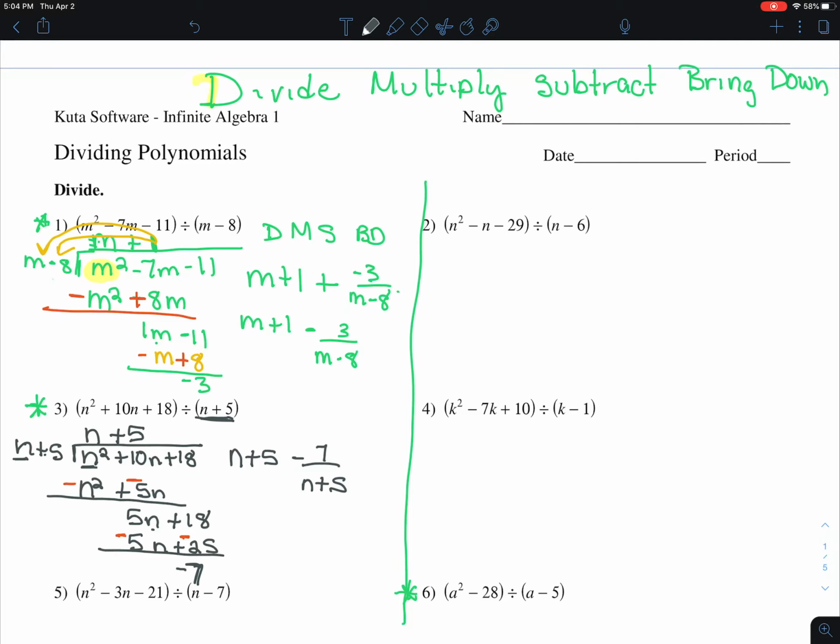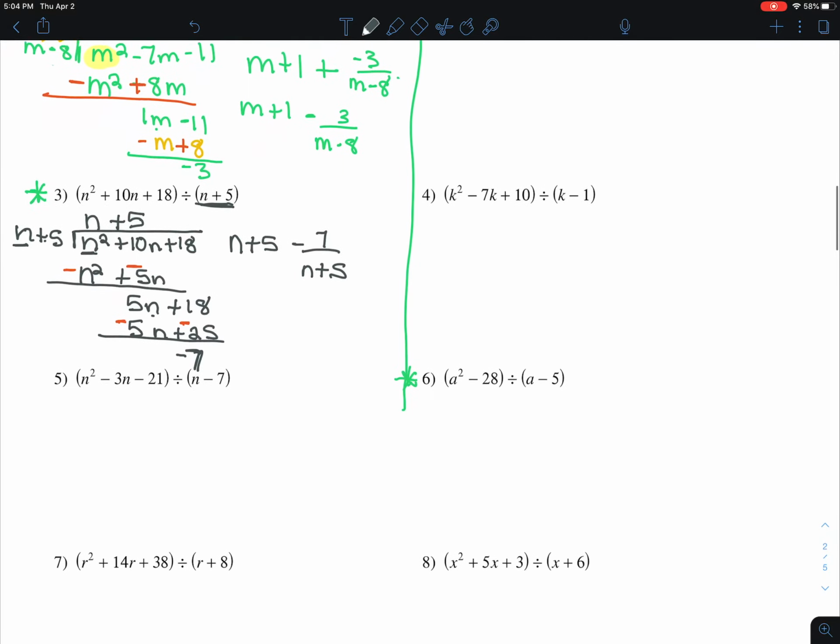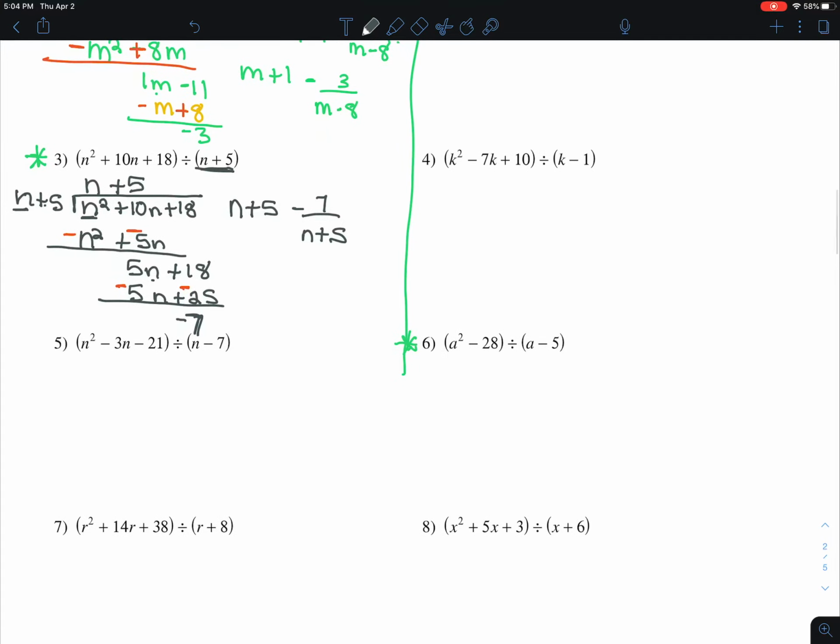Okay? Alrighty. Let's look at problem number 6. Do you see anything different about problem 6? Yes, it's a binomial and it's missing a term. So in order to do the long division, we're going to have to make sure it has 3 terms. So I'm going to rewrite this as a squared minus 0a minus 28 divided by a minus 5.